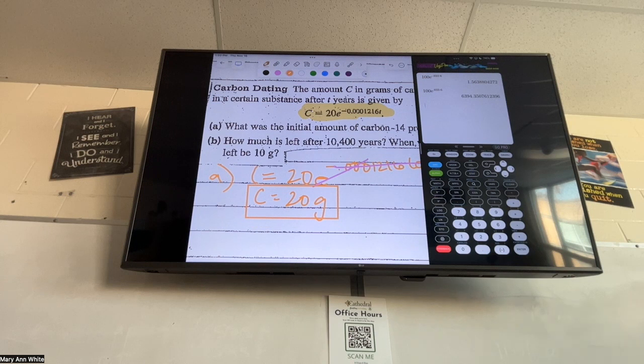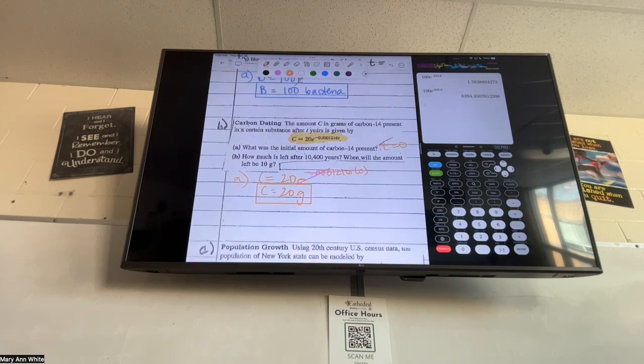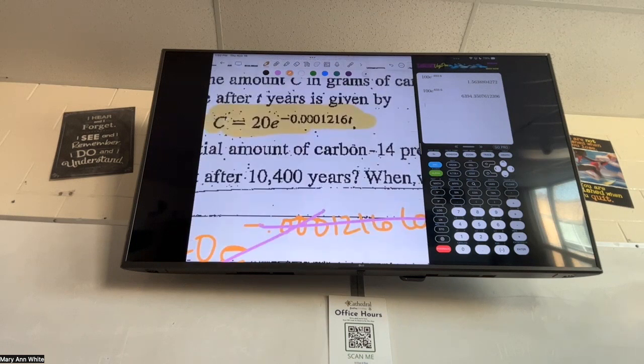Okay. Everyone hanging with me so far? Okay. Now, letter B says, how much is left after 10,400 years? When will the amount left be 10 grams? Okay, time out, because that's actually two problems. The first question, how much is left after 10,400 years? Where does that 10,400 go? T. Very good. So the first part will be plugging this in for T.